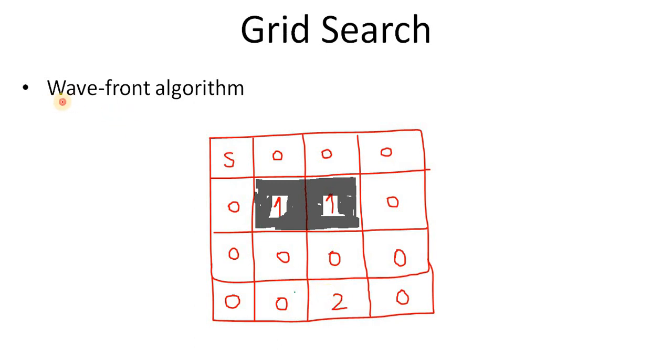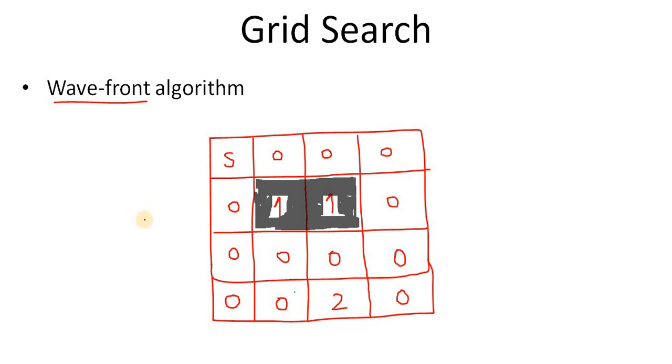One of them is the grid search algorithm. It's called the wavefront algorithm. The wavefront algorithm is based on the breadth first search graph search algorithm. We shall see later how it works. But for now, you just focus on this grid and how the wavefront algorithm works.